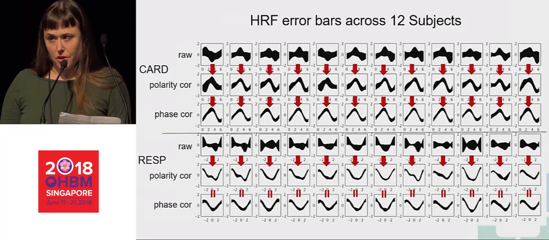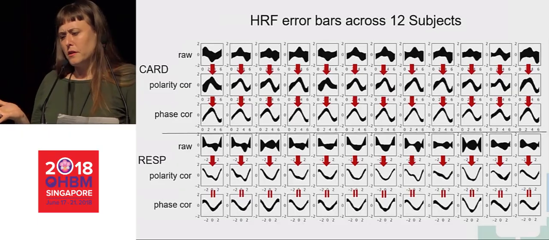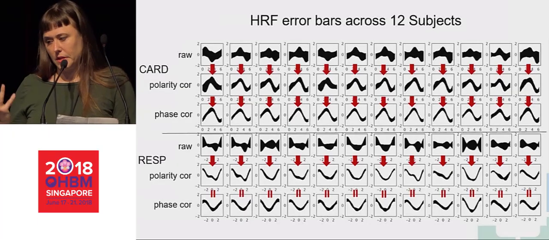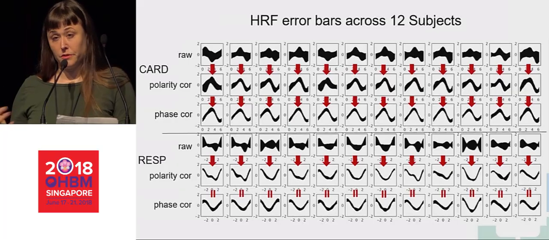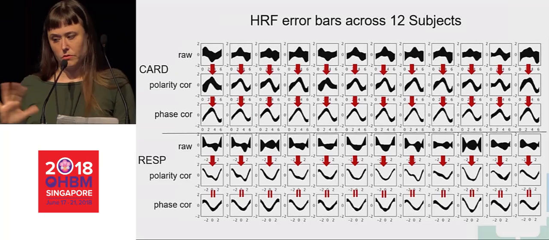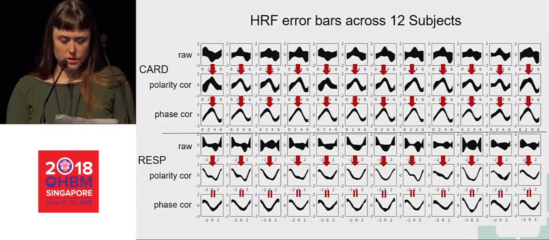And then finally, the third and sixth rows show the HRF plots after the phase correction. You can see that for the respiratory signal, there doesn't really seem to be any sort of consistent decrease in variation. By the way, we're just visualizing this, or looking at this qualitatively. But if you look at the cardiac signal, you definitely do see a consistent decrease in the standard deviation.